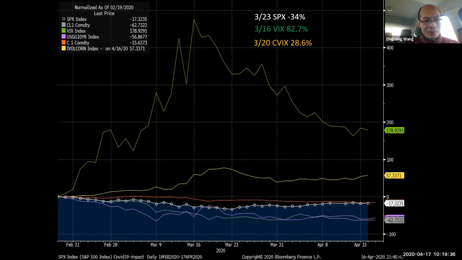The 10-year Treasury note is down by 56% and is around 60 basis points at this moment. Crude oil and corn are down, and the most active one is down 15%. There is another one that is probably not widely circulated, corn volatility, which is basically fear in the corn market, and it is up 57%. I'm going to talk a little bit more about this later.